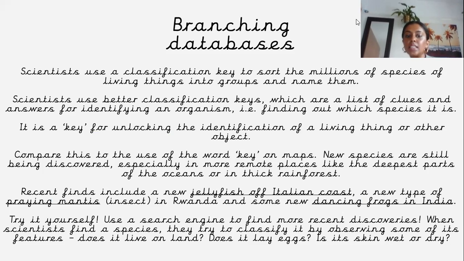When scientists find a species, they try to classify it by observing some of its features. Does it live on land? Does it lay eggs? Is its skin wet or dry? So this is how animals and things are put into classifications.